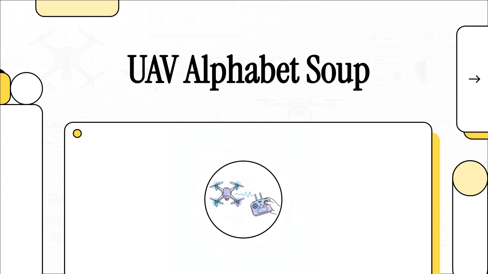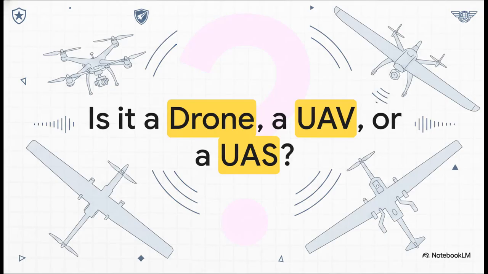Well, fear not. We are pulling directly from the definitive, exhaustive source on this topic, the Handbook of Unmanned Aerial Vehicles, to unscramble this alphabet soup. We're going to break down exactly how global agencies classify, define, and regulate the skies. Okay, let's dive right into this.